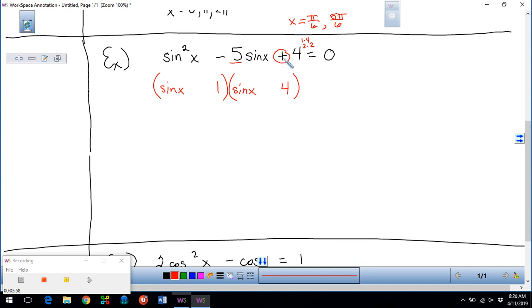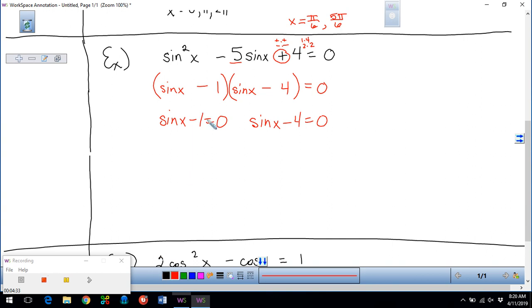And because this sign is positive, that means that I have either 2 positives being multiplied or 2 negatives being multiplied. And because we need a negative 5 in the middle, we're going to choose the 2 negatives. So I now have it factored. Now I'm going to take each one of those factors and set it equal to 0. So first one, sine of x minus 1 is equal to 0. And the second one, sine of x minus 4 is equal to 0.